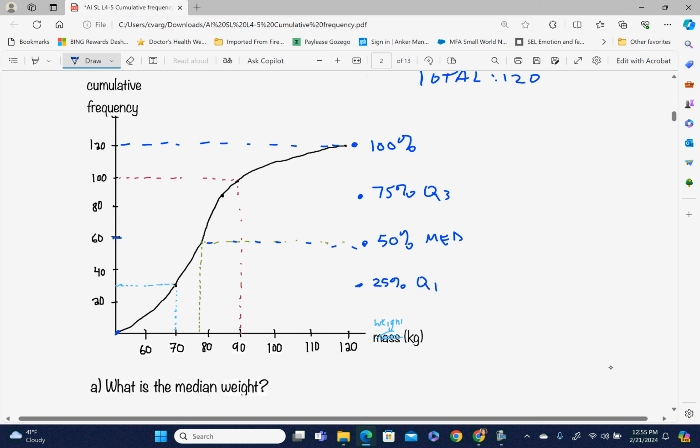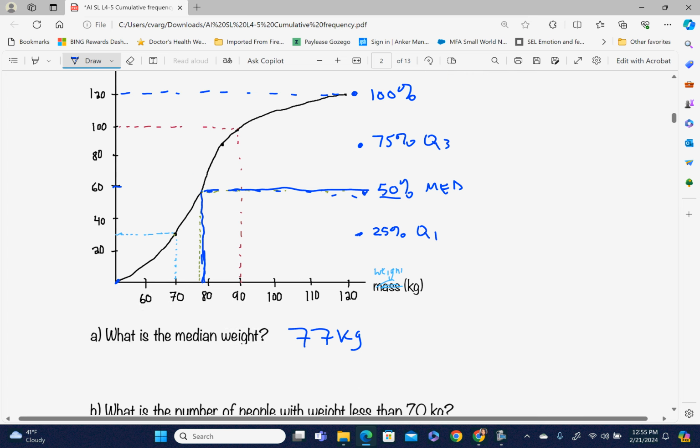We know that our median is going to be our 50th percentile, right? So if I go across and I'm looking for the weight, I have to go down, right? Once I go across from here, I have to go down. And this looks like it's about 77 or so. So this is going to be 77 kilograms. Okay, so that's our weight.